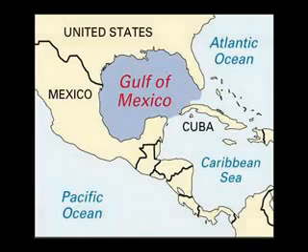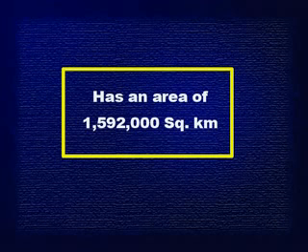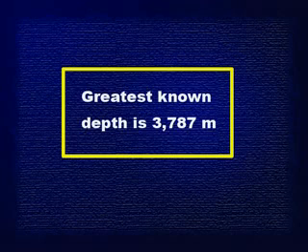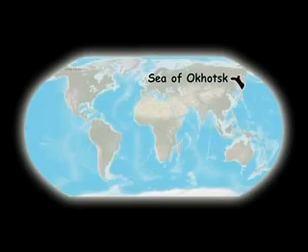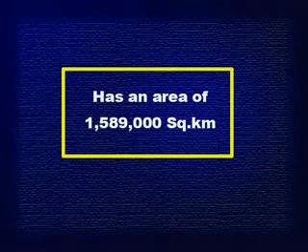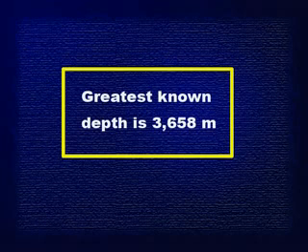The next sea is the Gulf of Mexico. The total area of the Gulf of Mexico is 1.592 million square kilometers and the average depth is about 1,486 meters. The Gulf of Mexico has its deepest point at a depth of about 3,787 meters, located near the Sigsbee Deep. Next comes the Okhotsk Sea. The Okhotsk Sea has a total area of about 1.589 million square kilometers with a mean depth of about 838 meters. The deepest point is at a depth of about 3,658 meters.